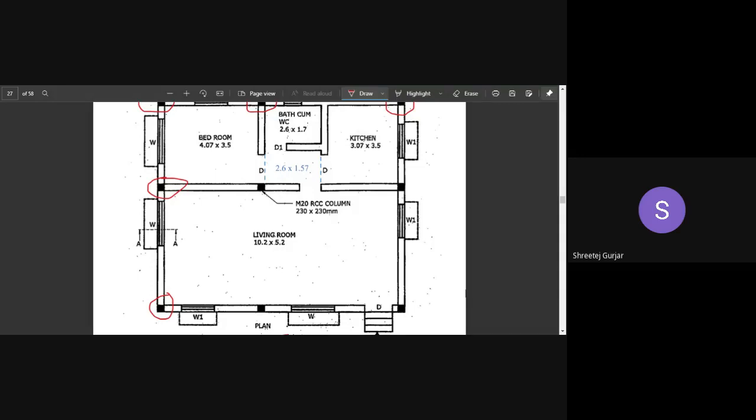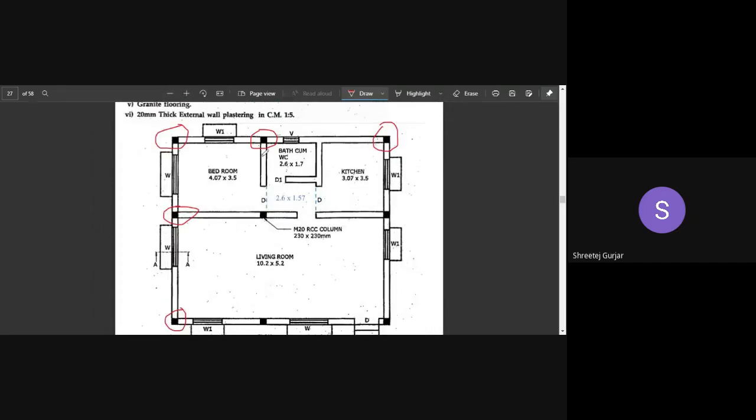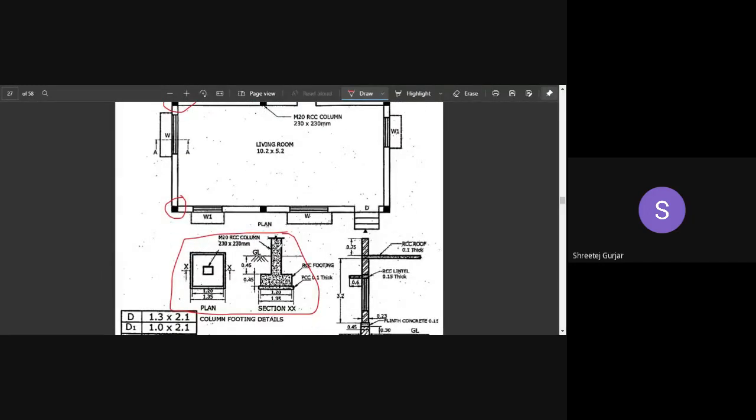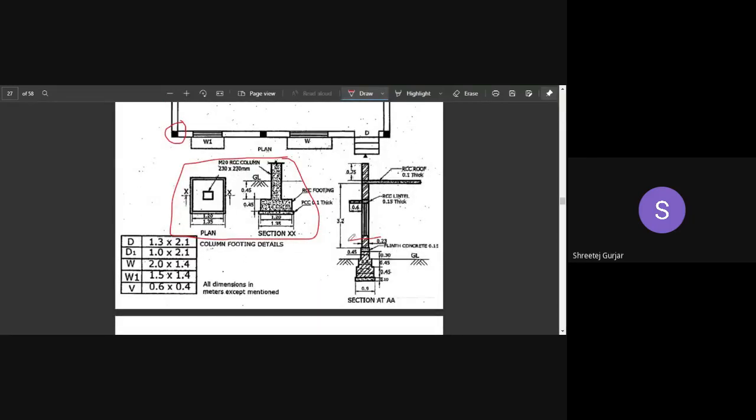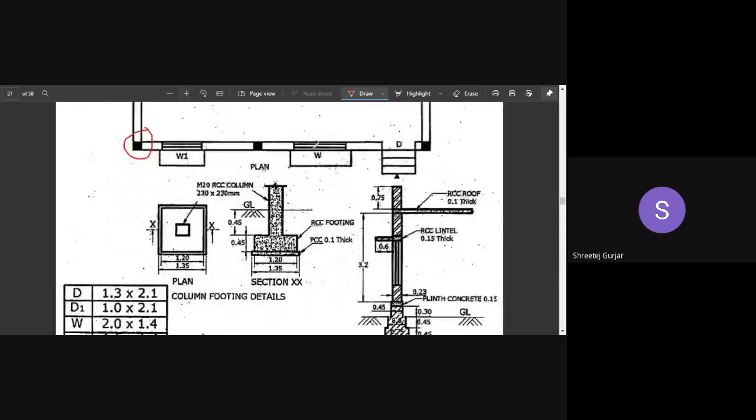Okay, so you can observe there are columns present here, and then there is this foundation which is given, right? RCC footing is given, and along with this, there is also footing which is provided for your wall, right? Wall footing also has to be given. This we have done in your previous numerical, but in addition to this, there are columns which are present. So just look into the section for your column and your wall.